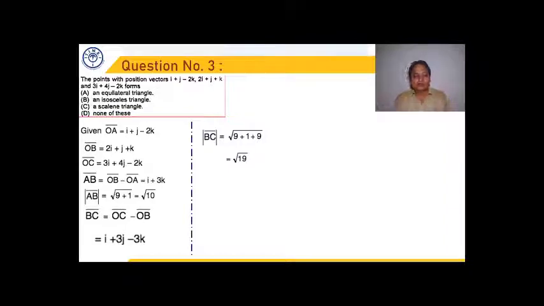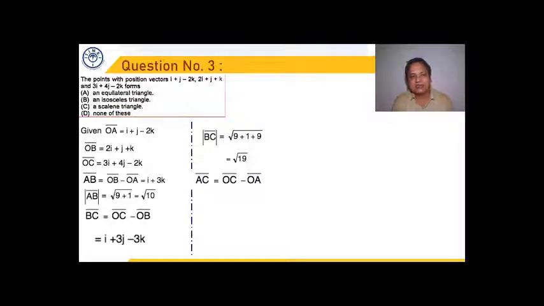So first of all, if we carefully observe, AB comes out to be root 10, BC comes out to be root 19. So option A is straight away rejected. It's an equilateral triangle, not possible, since two sides are different. Now if the third side is equal to one of the sides, root 10 or root 19, then it will become isosceles. If all three are distinct, we will mark a scalene triangle. Now similarly, we have to check for AC.